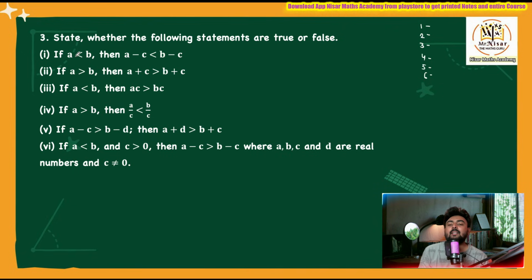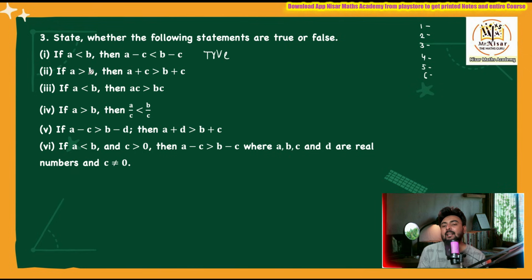Now it's given that here A is less than B and then A minus C. Now from both terms you are subtracting C. Whether the sign of the inequality will change when there is a subtraction on both the sides, will the sign get changed? No. So here it is as it is written. So the first statement is true. Okay, then see the next one.